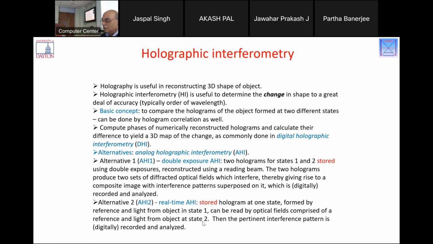Okay, got it? And I'll show you that one because that's what we use in this particular example. So then the pertinent interference pattern can be digitally recorded in real time as it is happening, like a movie. And then you can analyze the fringes and say what's happening, how the object is evolving as a function of time. Does that make sense? So this is actually the technique that we used in our work.